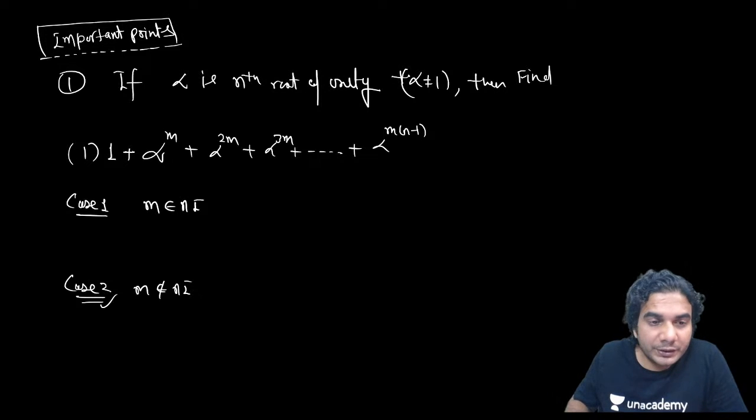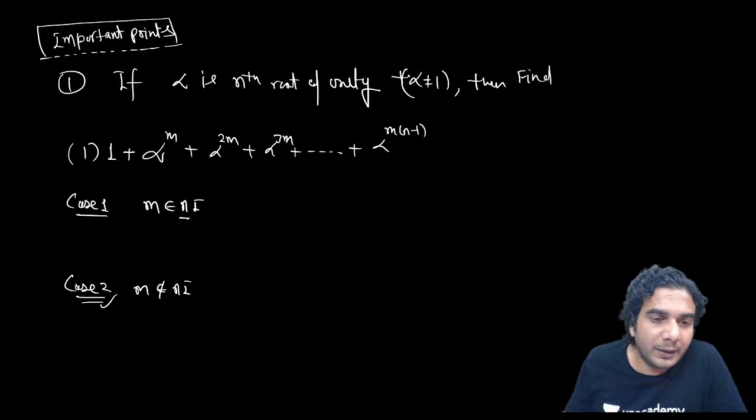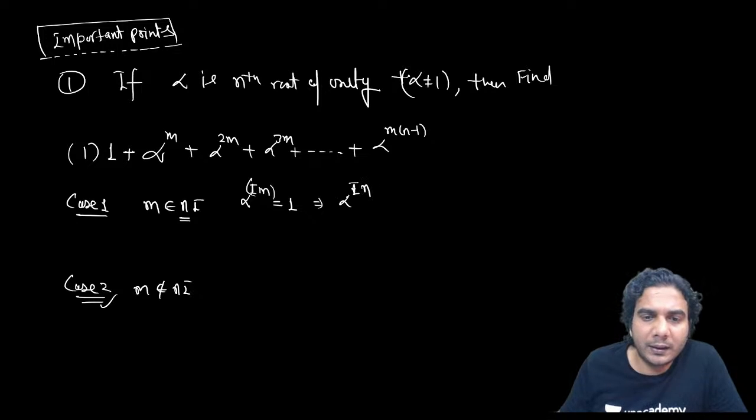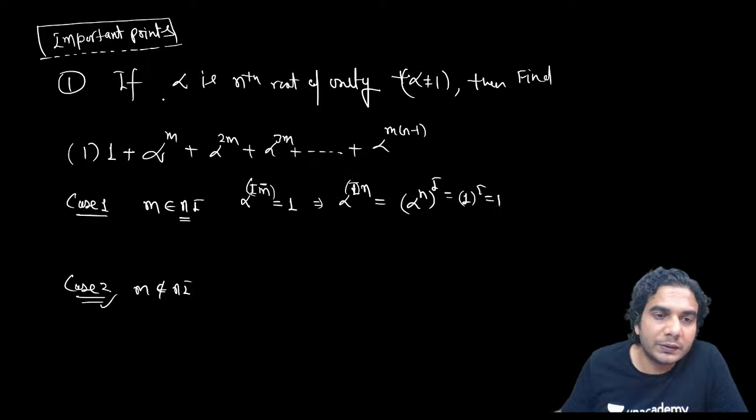Alright. So see, when m is a multiple of n, like anything you can write, 2n, 3n, 4n, then alpha raised to k times m will be 1, right? It's an integral multiple. You can write alpha raised to I into m as I into n I, okay? So because m is an integral multiple of n, I've replaced m by n, and then you can write alpha raised to n whole raised to I, which is equal to 1 raised to I, which is equal to 1, right? So all these terms will become 1.